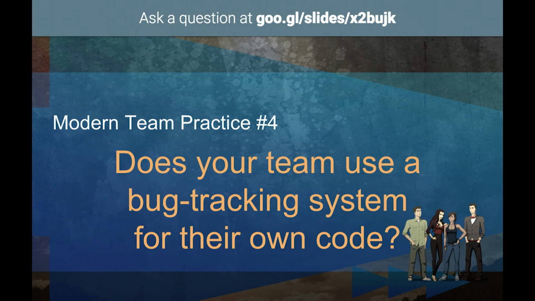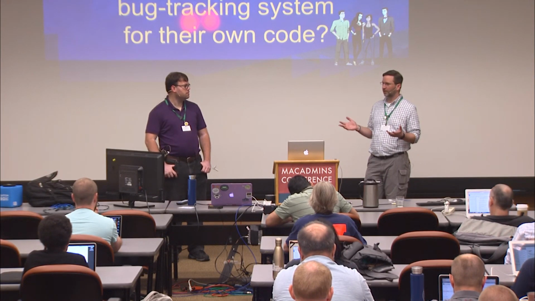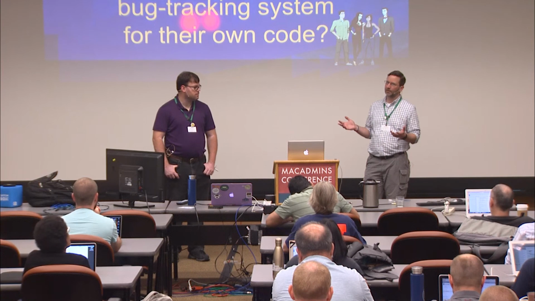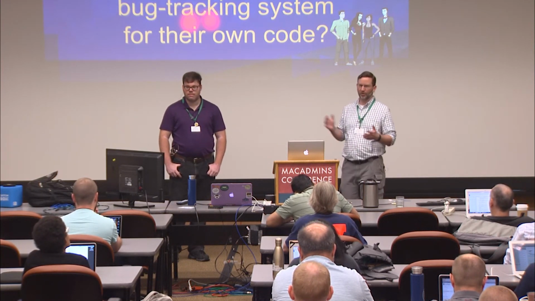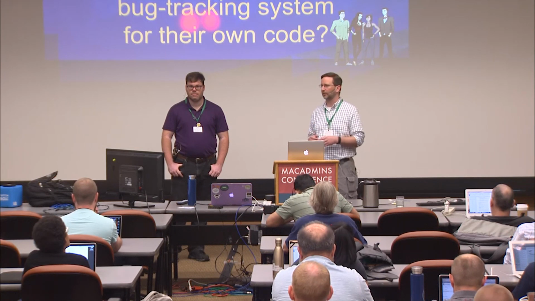So, modern team practice number 4, does your team use a bug tracking system for their own code? Well, the good news is tools like GitLab and GitHub have bug tracking built in, and that's very useful. I think they just call them issues, and then you write code to fix the issue and mark it as closed and move on. But if you didn't have that, you could probably, if you had to, track bugs in your support management system and just mark them as an internal request.